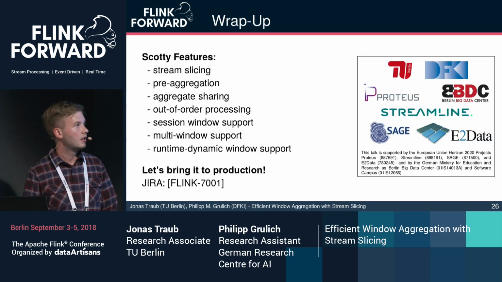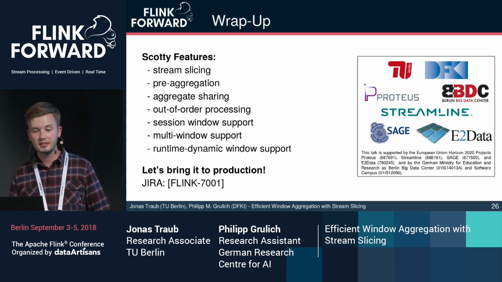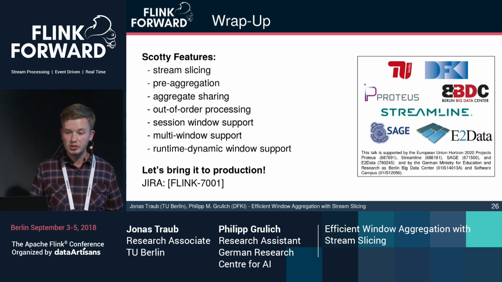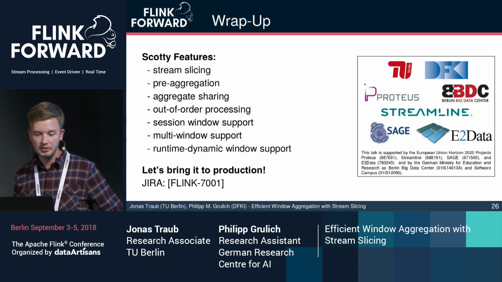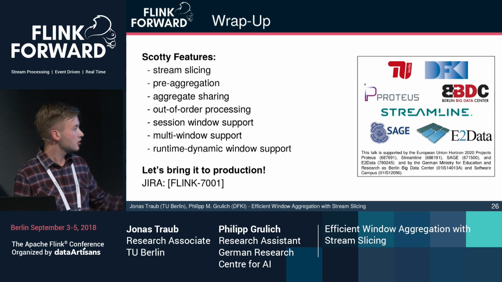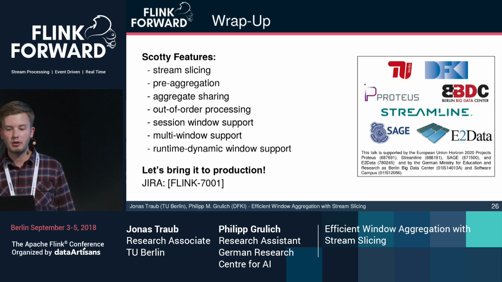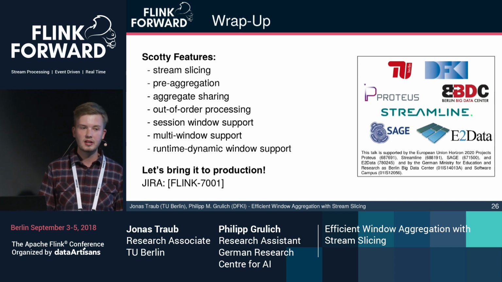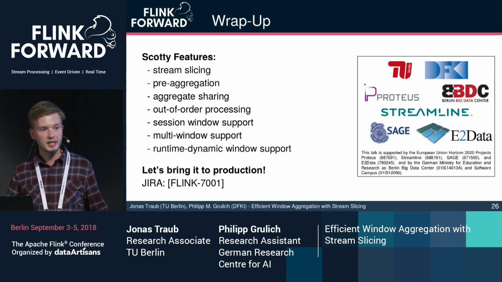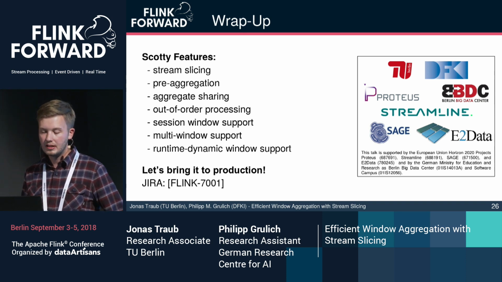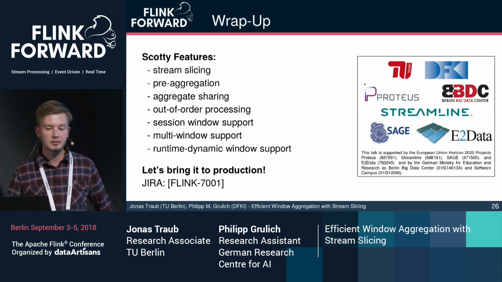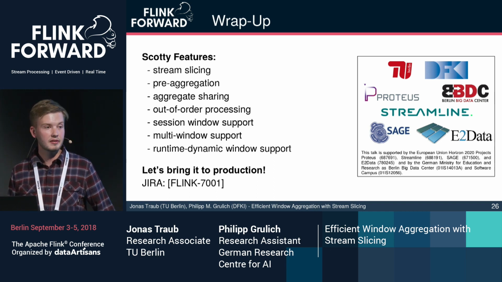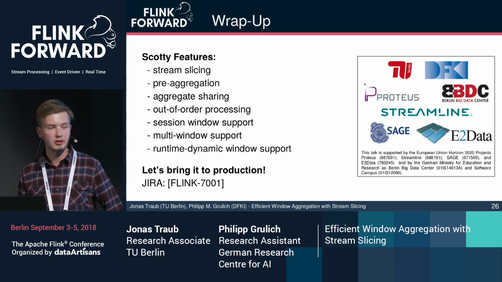So to wrap up, you saw the really interesting Scotty features, how Flink could benefit from that with new features and also better performance. And there is a Jira issue which mainly focuses on the performance improvements for sliding windows. Currently, Uber is taking over some of this work to bring this to production. However, when you are interested in this, it would be really nice if you comment on the issue or show your interest, so we can get a bit more traction.